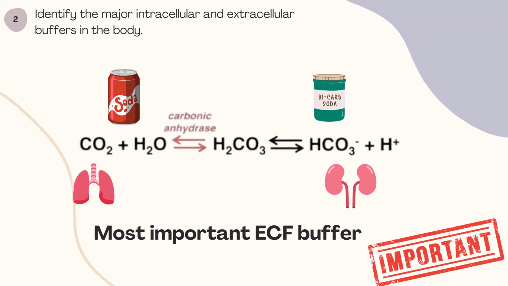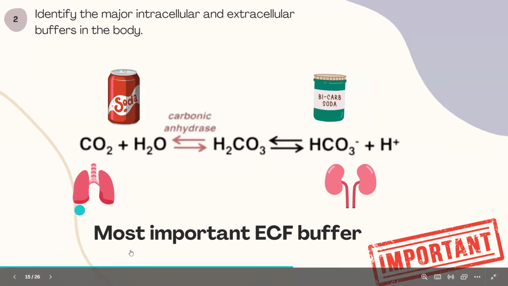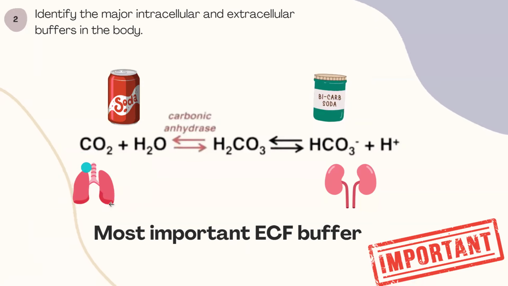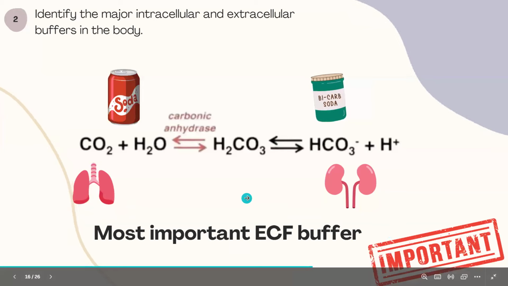Now let's talk about objective two. We have to identify the major intracellular and extracellular buffers in the body. The first one, the most important one, you can't forget this, is the carbonic bicarbonate buffer. What's important about this is that it has two compensatory mechanisms. It can regulate the buffer by the lungs as well as the kidney. I'll explain that later on our next objective, but for now, understand this is the most important ECF buffer.